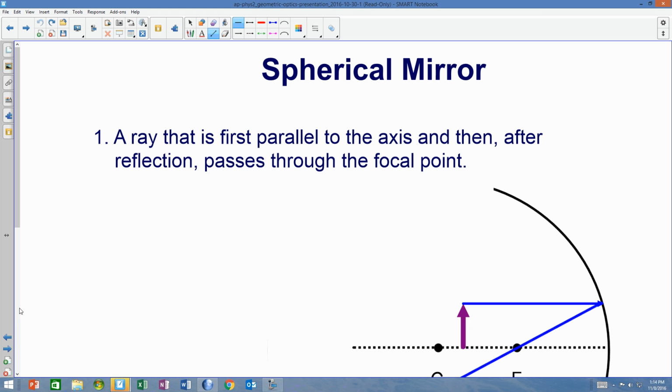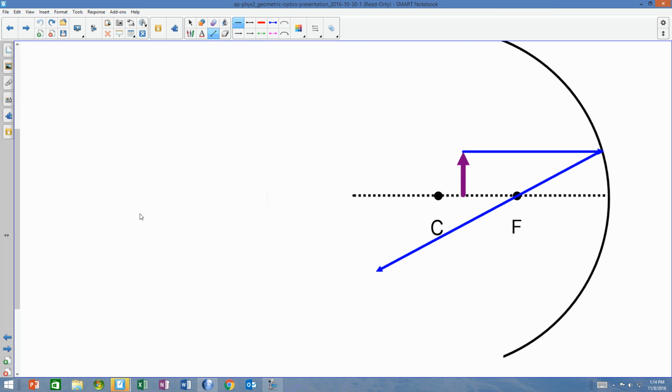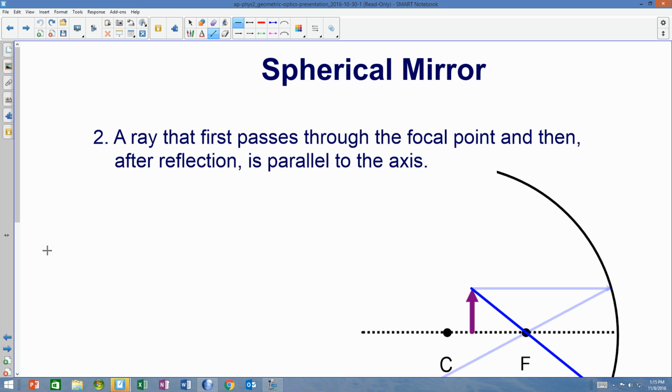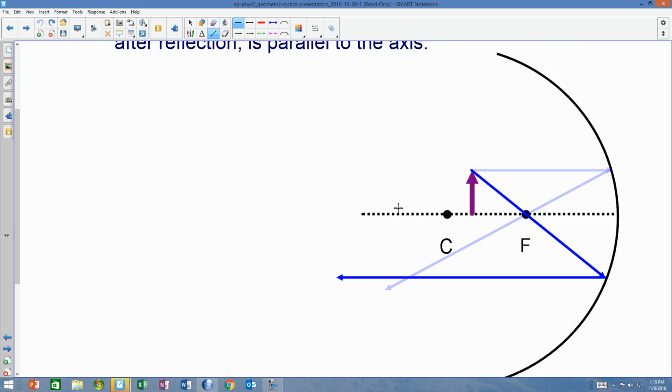A ray that is first parallel to the axis and then after reflection passes through the focal point looks like this. Notice here the ray goes parallel to the principal axis through the focal point. A ray that passes through the focal point and then after reflection is parallel goes through the focal point and comes out parallel.